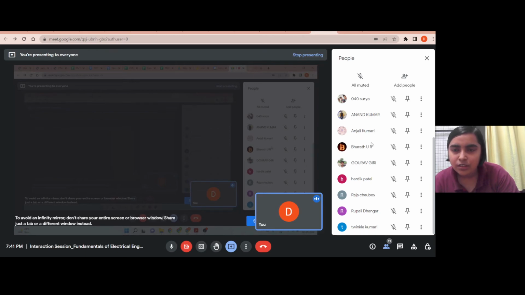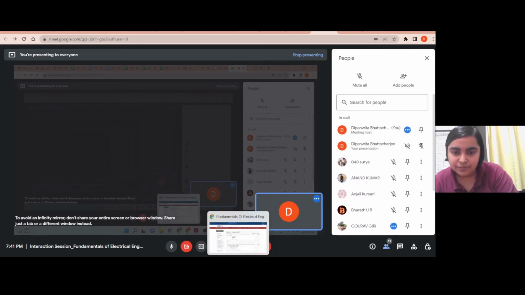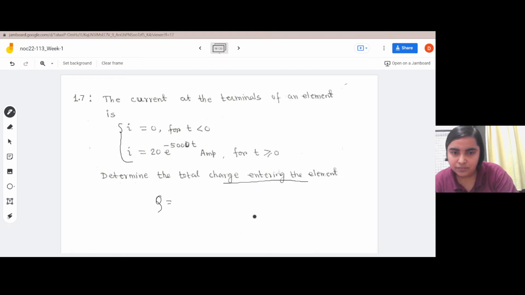Anjali, could you speak up? If current is given, how do you calculate the charge? Anyone wants to try? You can go ahead. Integral of i dt, integration, ma'am. Integral of i dt equals integration of dq. Yes.